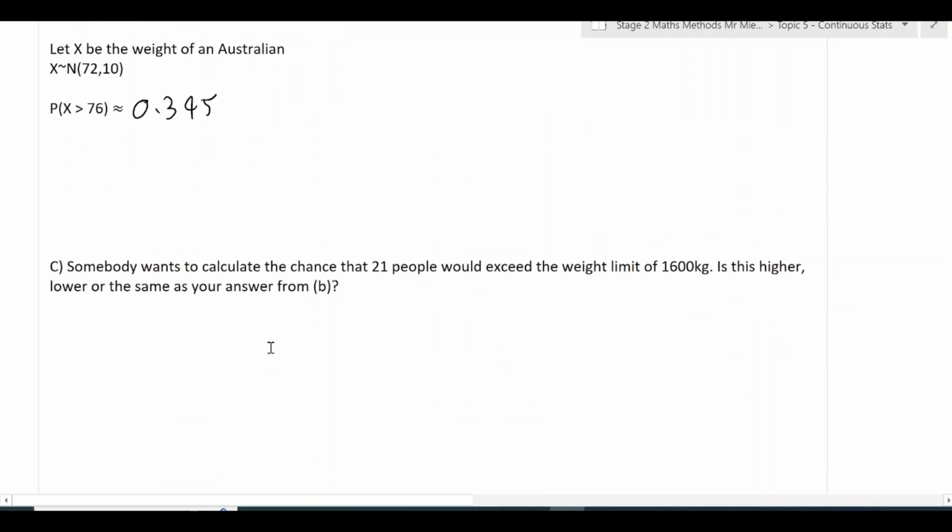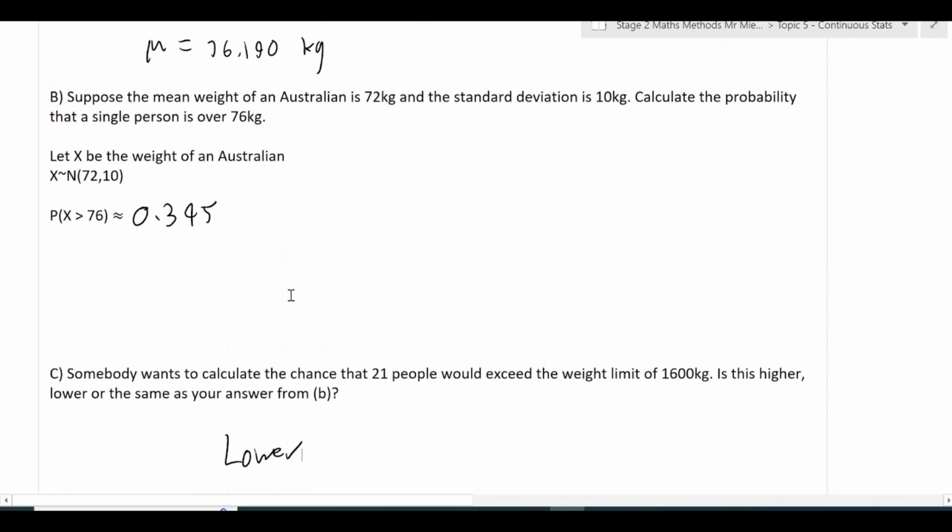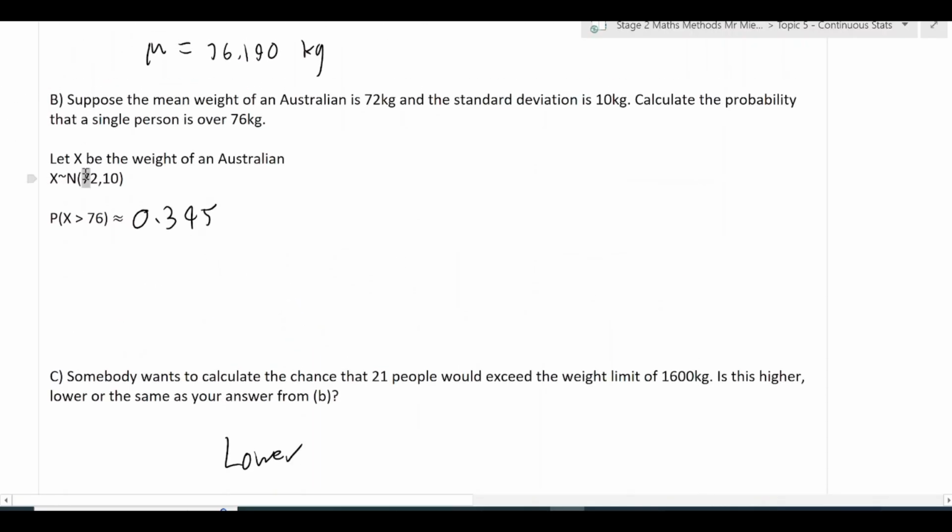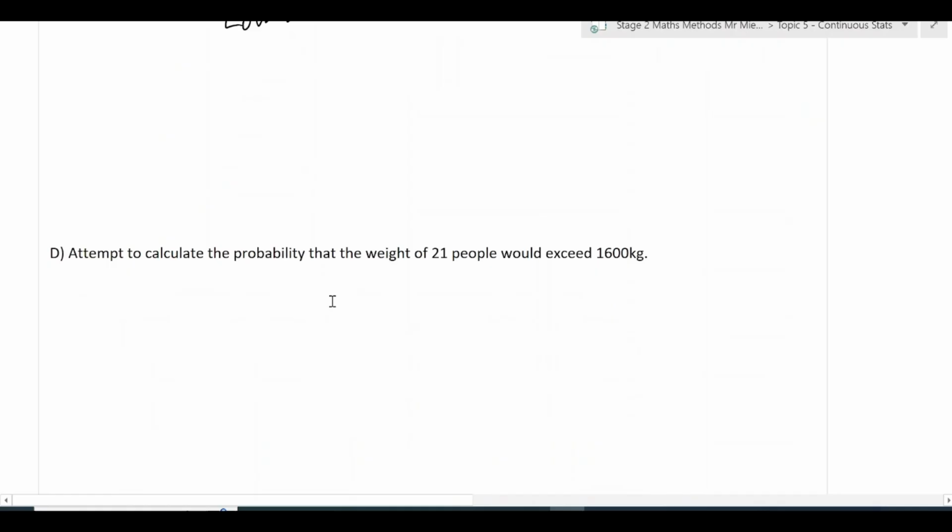All right, so somebody wants to calculate the chance of 21 people. Is it higher or lower? The answer is going to be lower probability because you would need all of them to be quite a bit bigger than the mean on average. So attempt to calculate the probability.